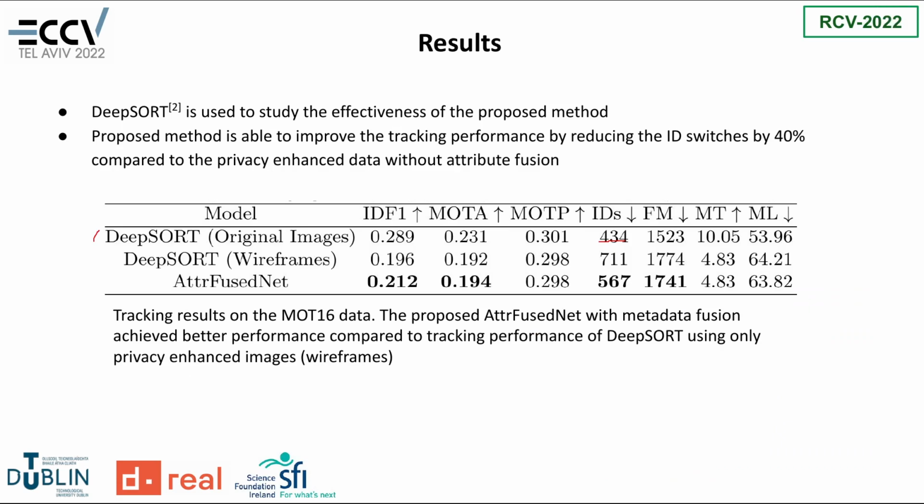The proposed method is able to improve the tracking performance by reducing the ID switches by 40%. Compared to DeepSORT on wireframes, we can see AttrFusedNet is able to improve the number of ID switches by 40%.